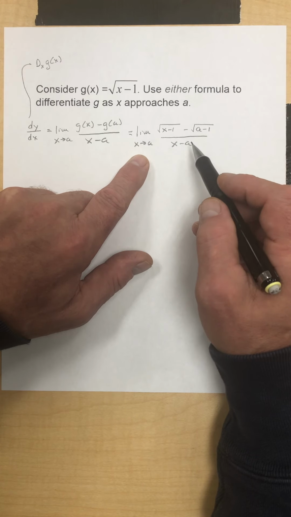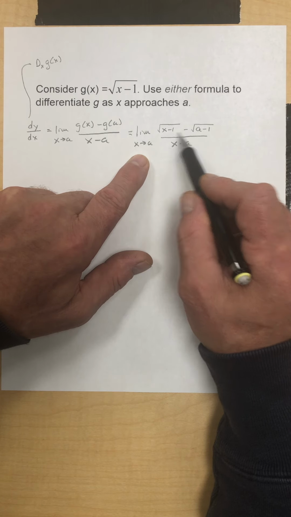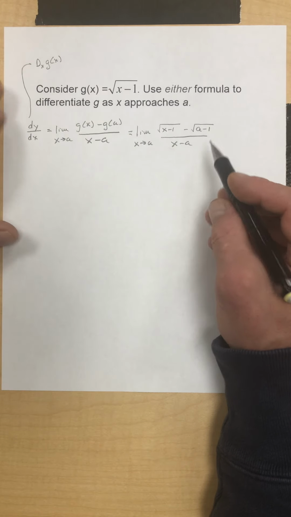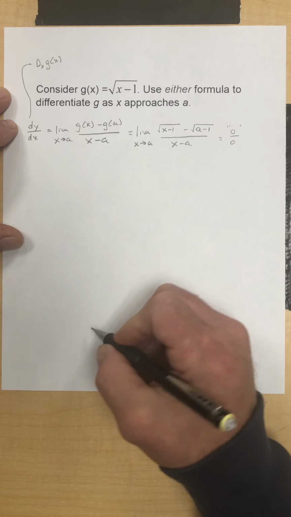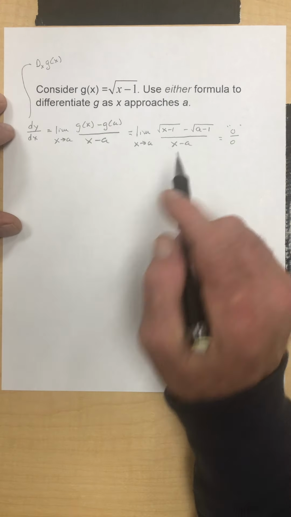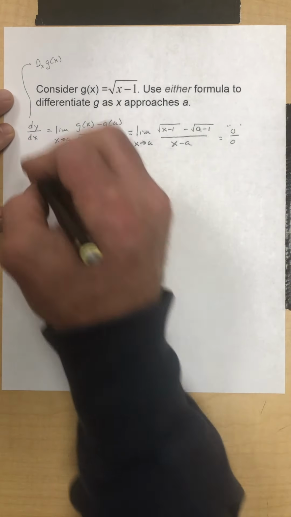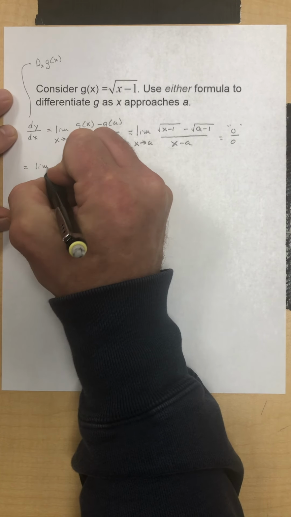We'll get 0 over 0, because this radicand would become a minus 1, and so we'd have the square root of a minus 1 minus the square root of a minus 1, so that's 0. And clearly the denominator is 0. So we've got to manipulate this, because obviously we don't like this. I've got to somehow reduce it and get rid of this x minus a down in the denominator. So right here, I'm going to use a conjugate.